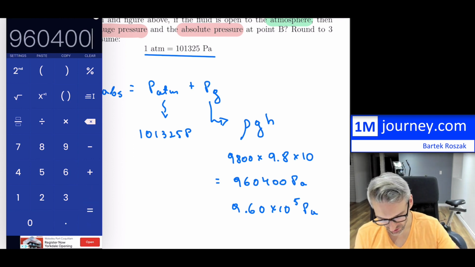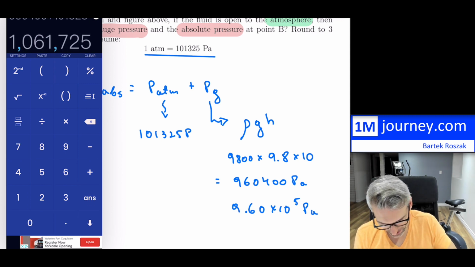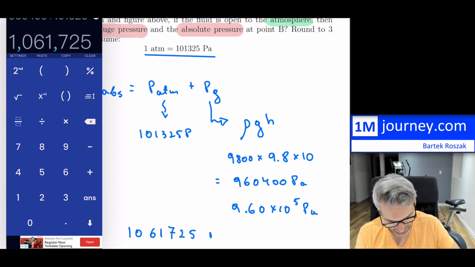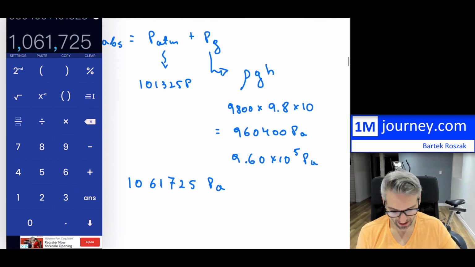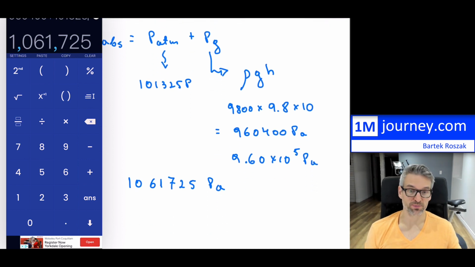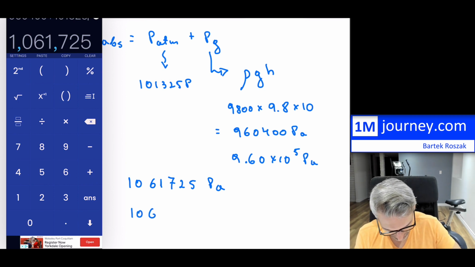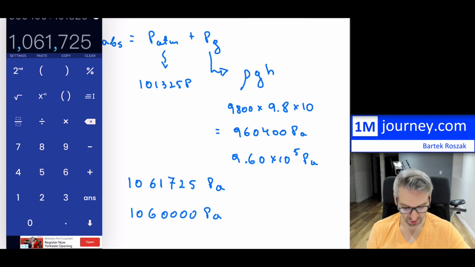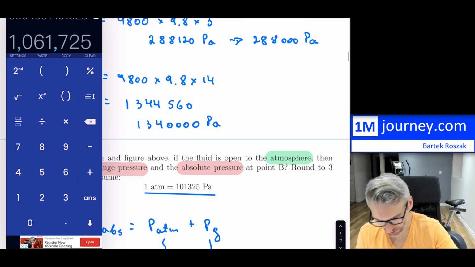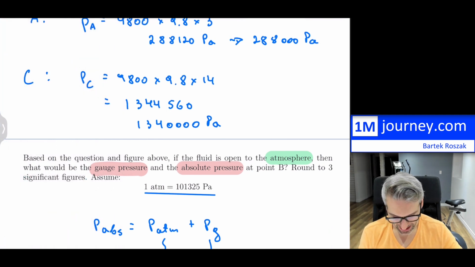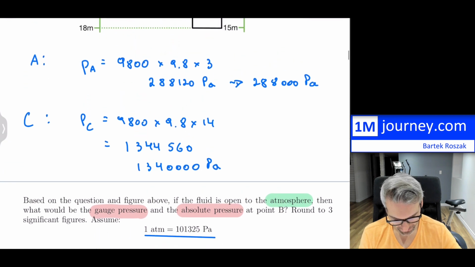Now if you have this, you can add the atmospheric pressure to it, and that would give us the total absolute pressure at that point. That's what we would have had entirely, and it's pretty neat to be able to see that. So you have to add those together, and again to 3 sig figs, 106,000 pascals. That's what you would have had over here. All right, so that's another example.